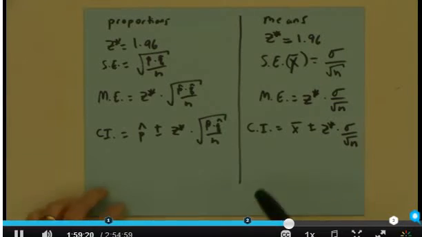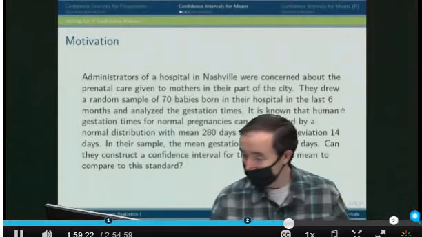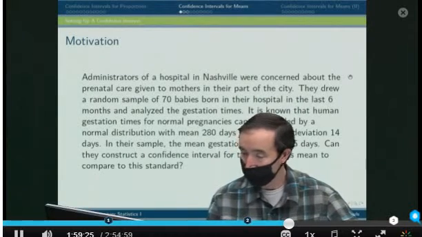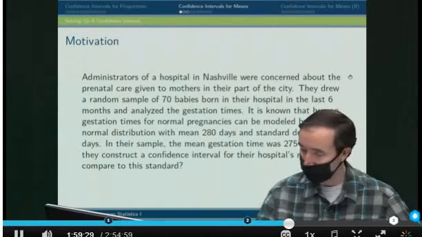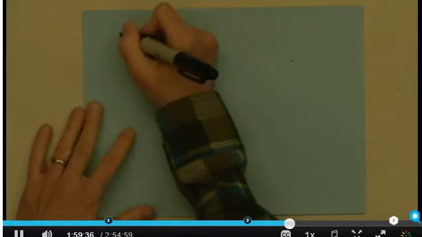Alright, so let's try to do that. Let's do it. I don't know if I did that later or not. Let's do it now. The administrators of the hospital had 70 in their sample.